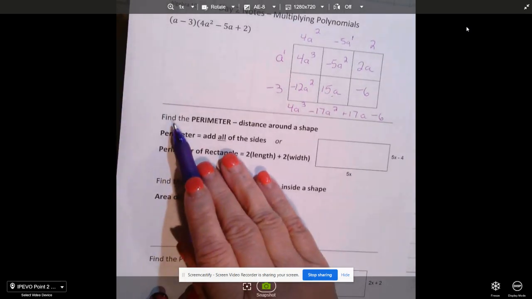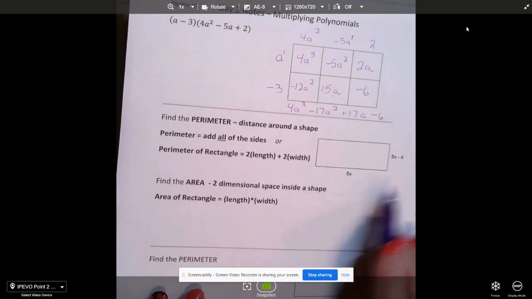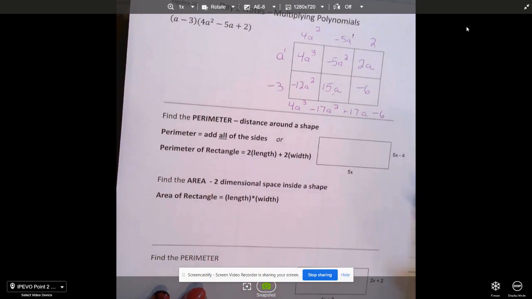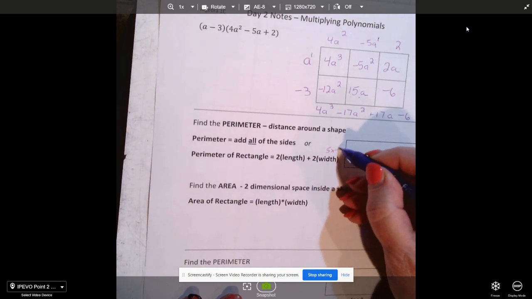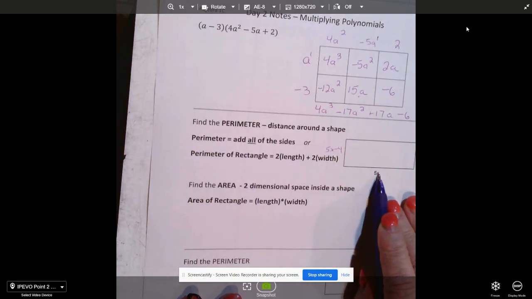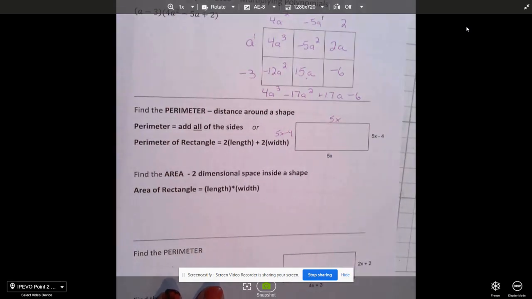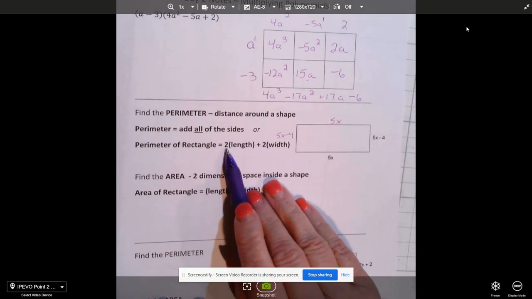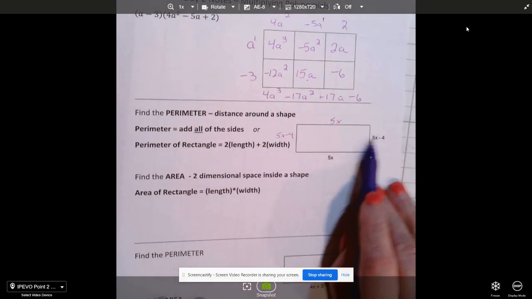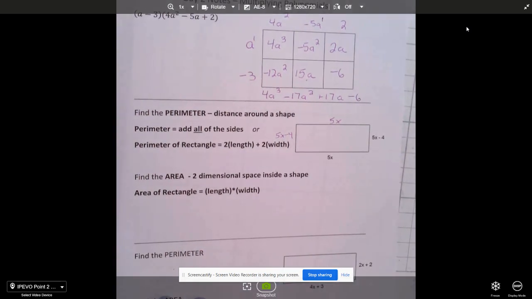Then next it says, find the perimeter, which is the distance all the way around the shape. So I'm going to add all of the sides. If this is 5x to the 4th, I know this over here has to be 5x to the 4th. And if this is 5x, I know this has to be 5x because it's a rectangle and the opposite sides are congruent. But another way to do it is just to take 2 times this side and add it to 2 times this side. So sometimes that math will be a little bit easier.